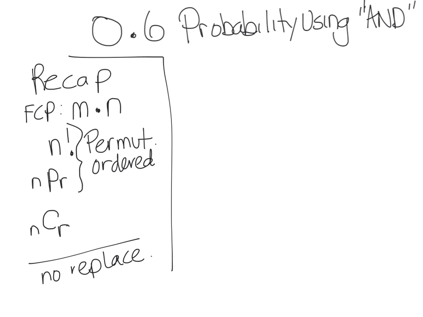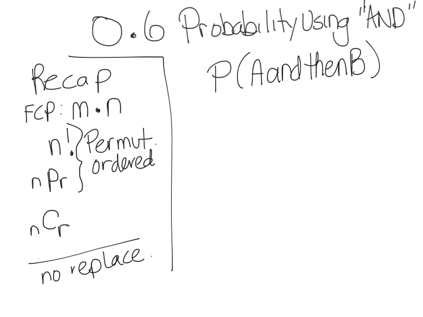So let's go on to our probability using "and". We'll use this notation: the probability of event A happens, and then B happens. Sometimes we'll just call it "and". The implication is it's an ordered thing. A happens first and then B happens, okay?